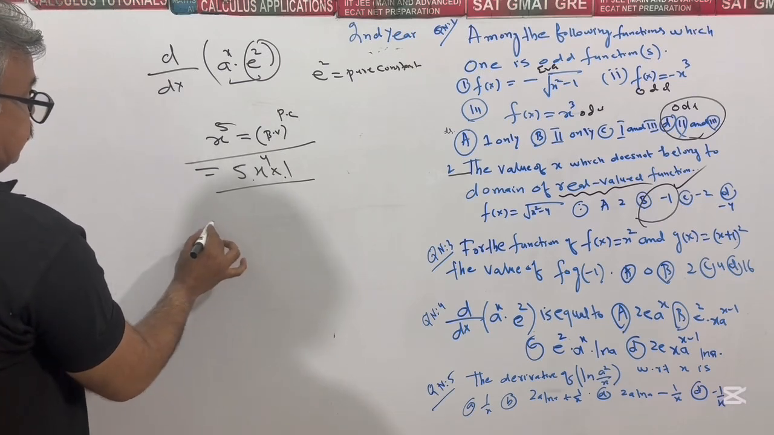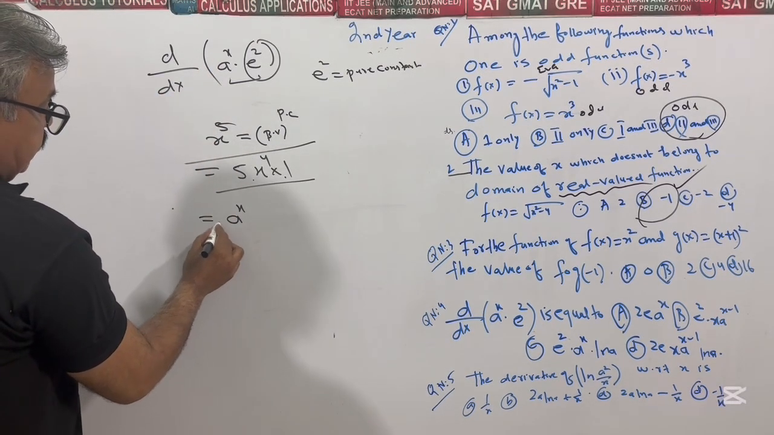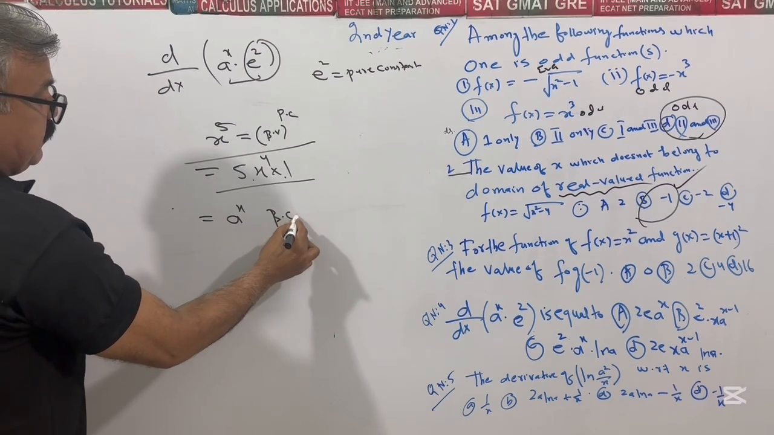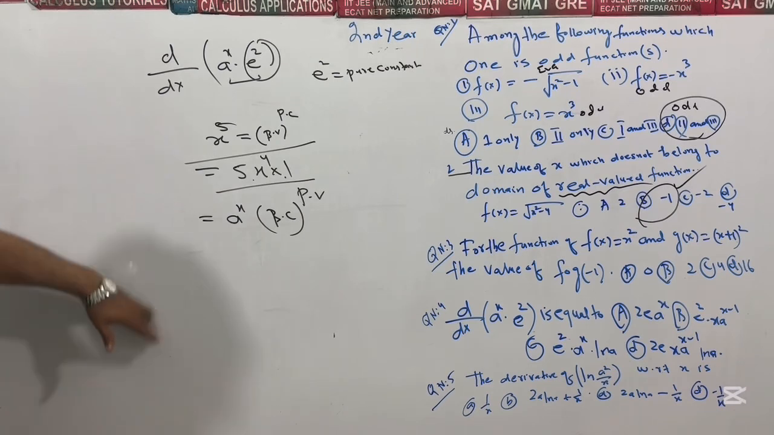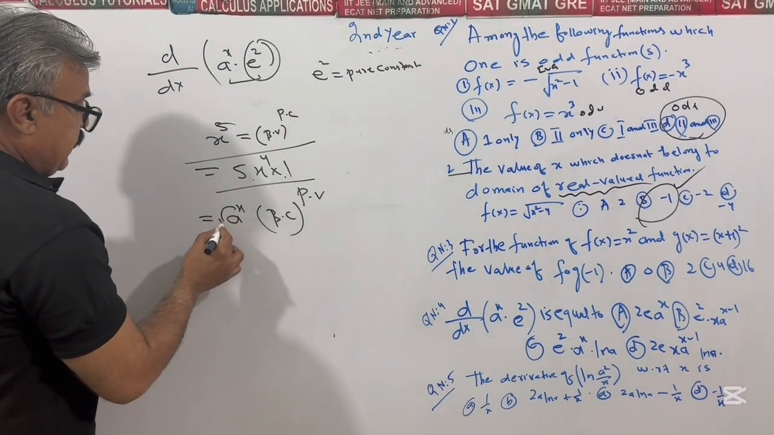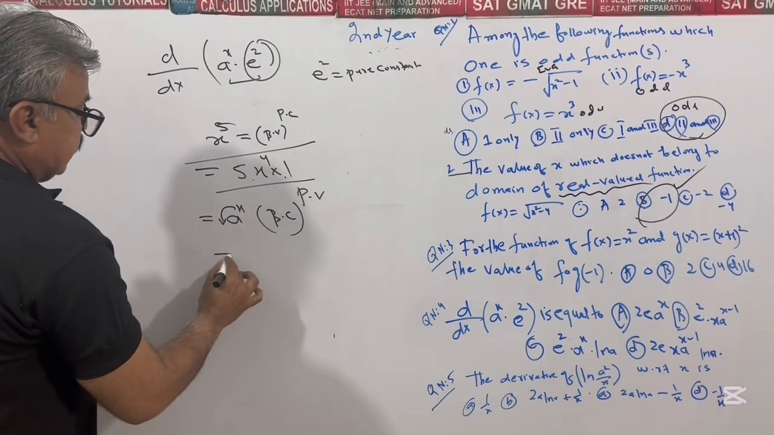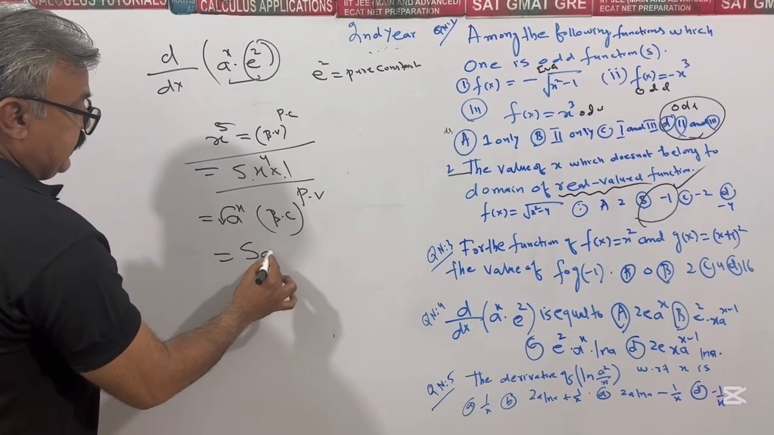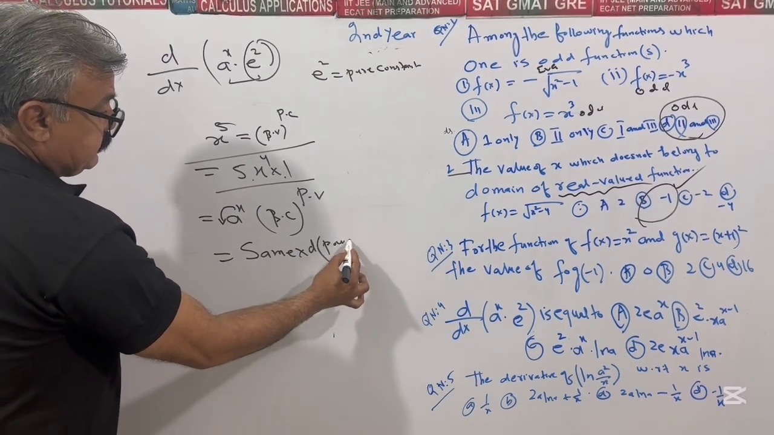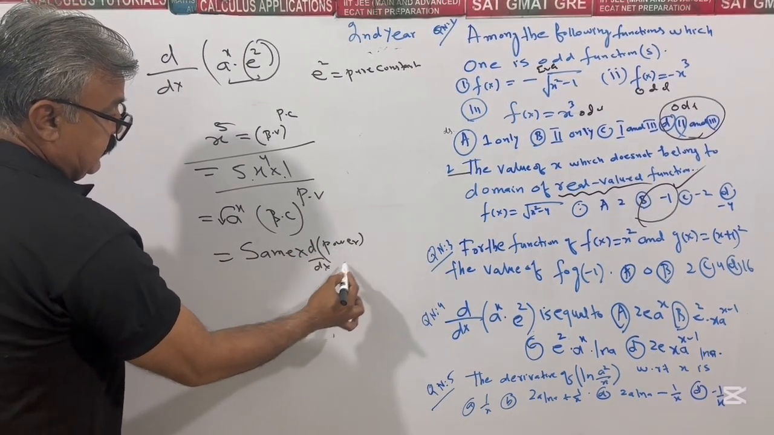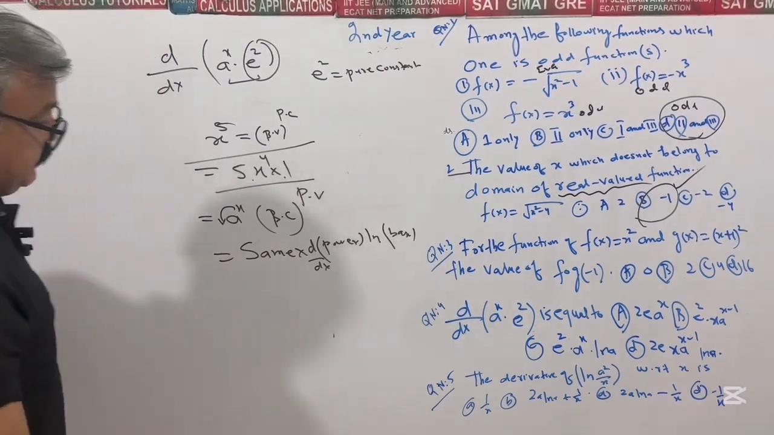The second case is a raised to x, such type of data, a power x. Look at this. It is base constant, power variable. So there is no question of making the power the coefficient, dragging the power down, and subtracting. That is not the strategy in that case. The strategy is: write the same, derivative of power with respect to x, then the base with ln of the base.